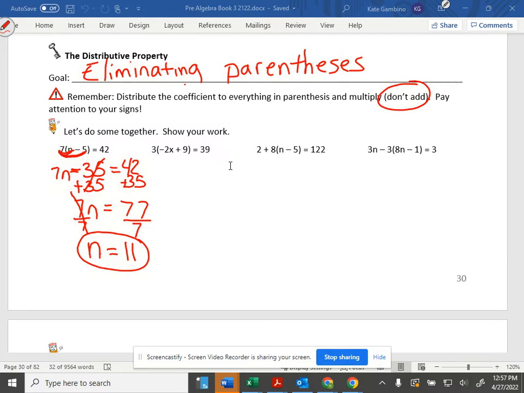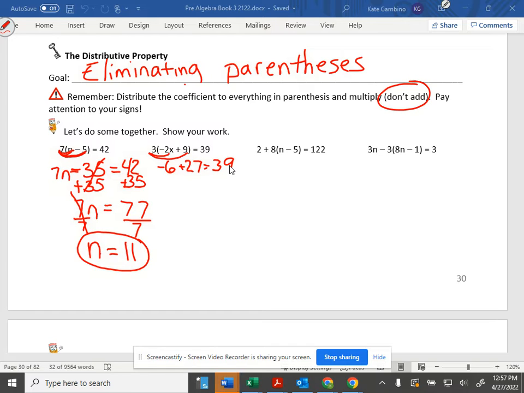3 times the quantity negative 2x plus 9 equals 39. What is my first step? Edward. Multiply the parentheses. I'm going to multiply that 3 through my parentheses. So what's 3 times negative 2? Negative 6. What's 3 times positive 9? Positive 27. So adding 27. And that's going to equal 39. What's my next step? Paisley.